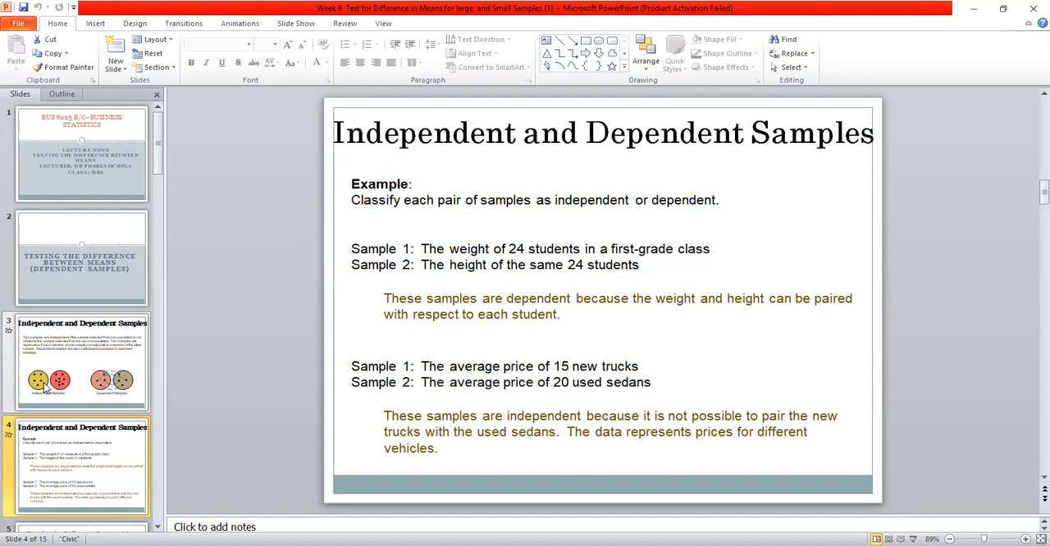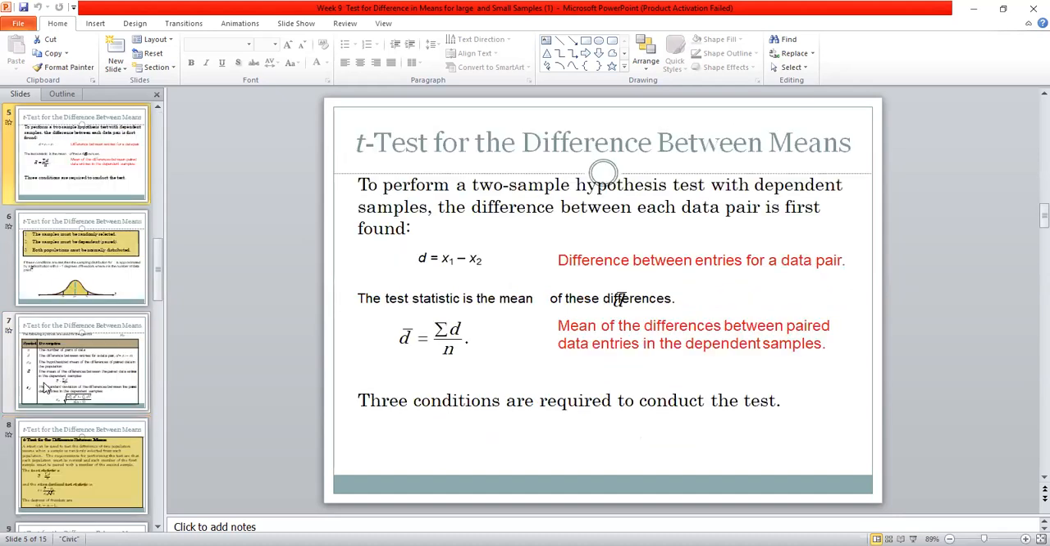The next example is the independent one. The average price of 15 new trucks and the average price of 20 new sedans. Those are different populations, the trucks population and the sedans population, among others. So now, how do we do this test? How do we do the procedure? The procedure is the same. What we did last time is what we do here.